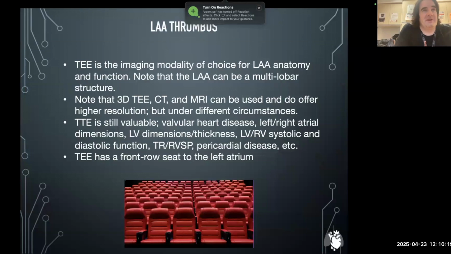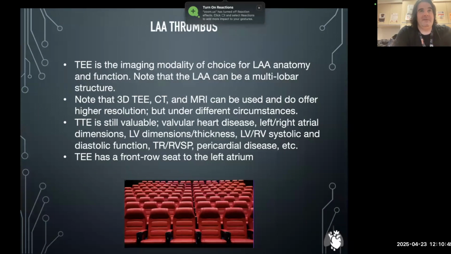The left atrium is directly in front of the esophagus. So when you put that TEE probe down and you look in the left atrium, you have an amazing view. In fact, you have a front row seat, as I've shown here, to what's going on. The nice thing is a TEE probe has pretty high frequency compared to a TTE probe, so you get really good resolution, which makes it very strong in imaging the left atrium and its associated structures and the valves, for example, the mitral valve.